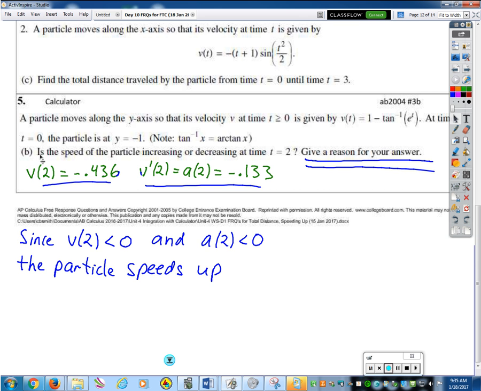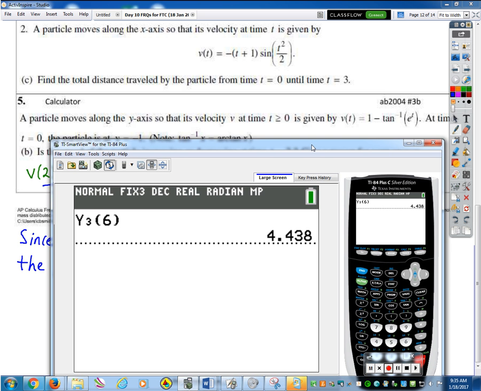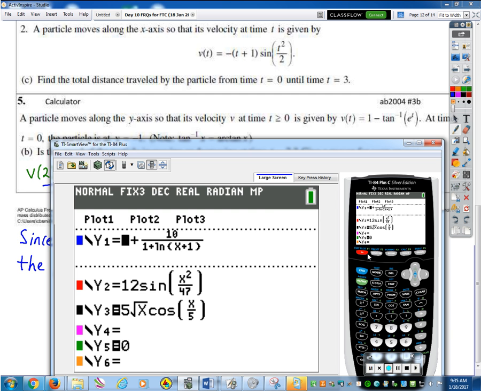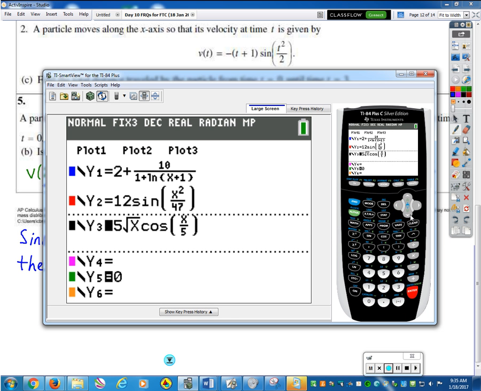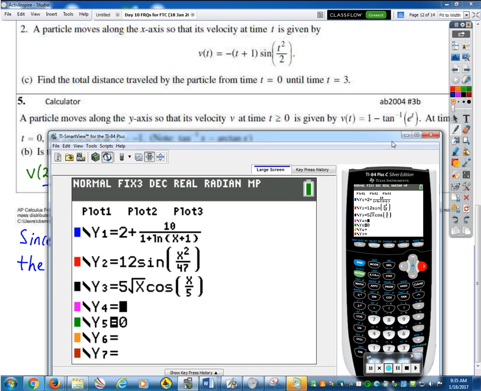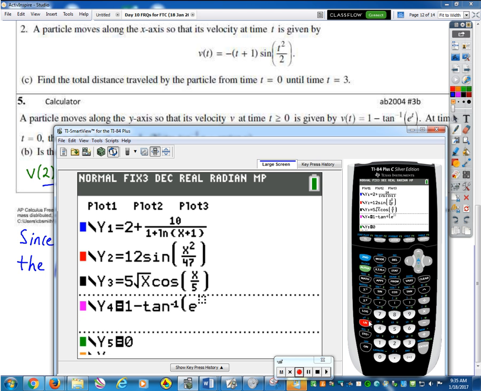So on the calculator, I grab here. Let's see, 1 minus tangent, so the y equal. I'm going to save these for later, so I don't want to use those formulas, so I just turn off the equal sign. That will make it so the calculator's not using those. In y4, I'm going to put this new formula, which is 1 minus inverse tangent of e to the x, or e to the t. So I say 1 subtract. Inverse tangent is second tangent, then second e to the x, close parentheses. So we've got the formula entered, just go back to the main screen.